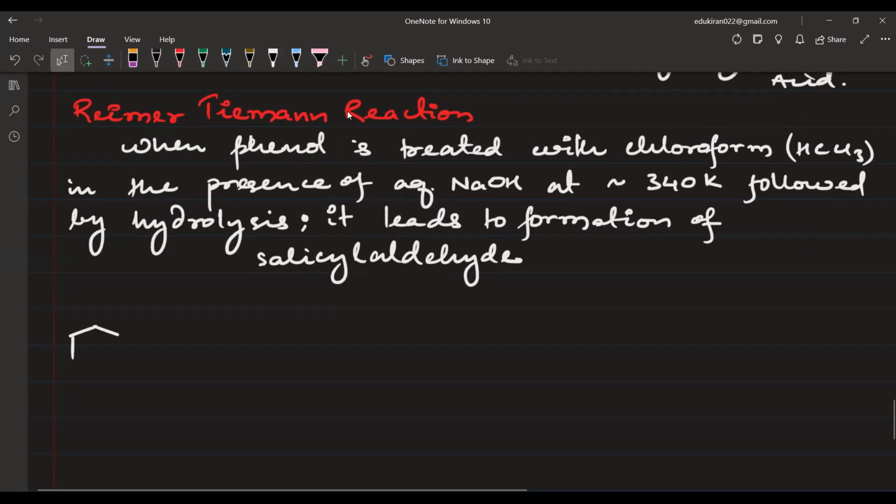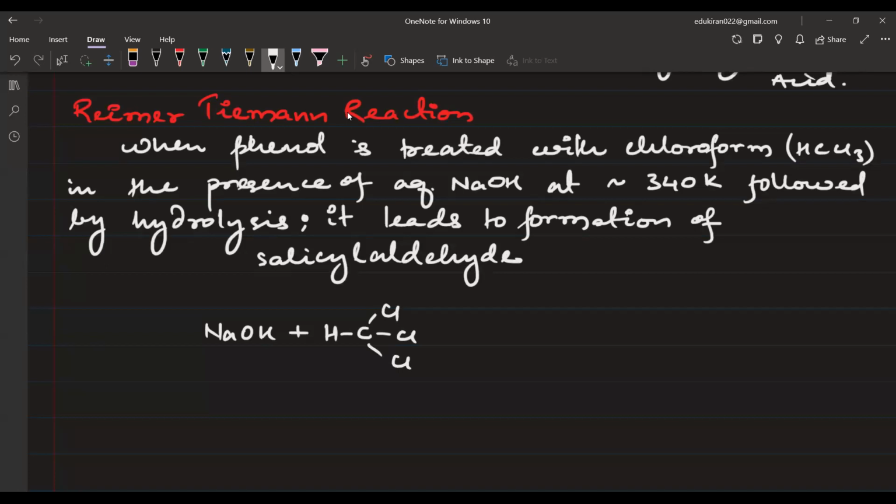In the first step, first of all, what happens? Look at this very important reaction: chloroform with aqueous NaOH. So we have NaOH, which is a base, plus we have hydrogen atom, which is attached to carbon atom, which is attached to chlorine. Now all of these chlorine atoms will be making this carbon atom very electron poor, and this carbon atom will be pulling electrons from this hydrogen.